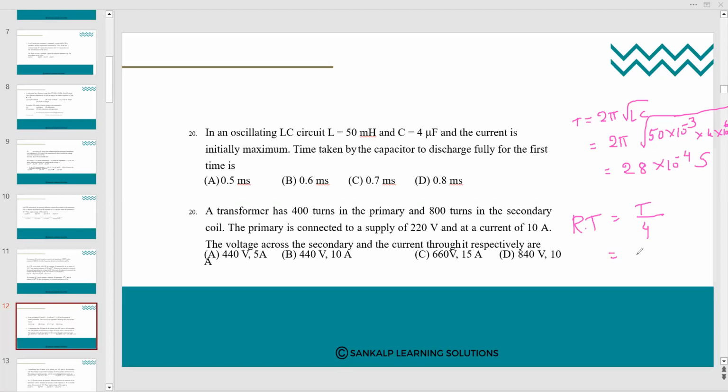So T is how much? 28 into 10 raised to minus 4, divided by 4. That is nothing but 7 into 10 raised to minus 4 seconds, or 0.7 into 10 raised to minus 3 second, or you can also write it as 0.7 millisecond. That is, option C is the correct option here.